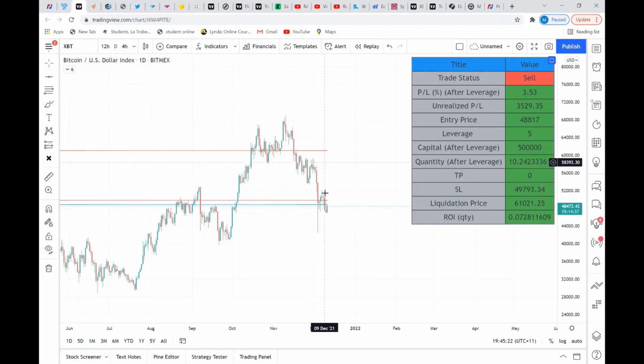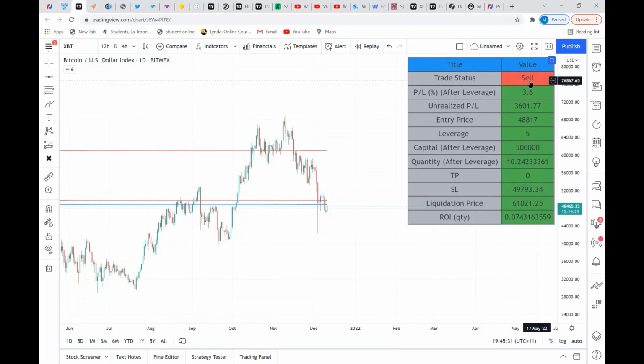Here is your liquidation point. Here is your stop loss. Here is your entry price. And you've noticed that all of these have now flipped to a positive trade. The only difference you'll notice here is it says sell. I want to bring your attention to the P&L after leverage.